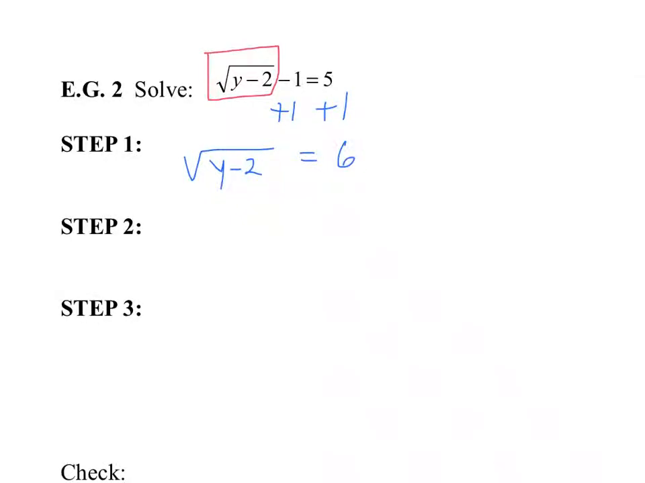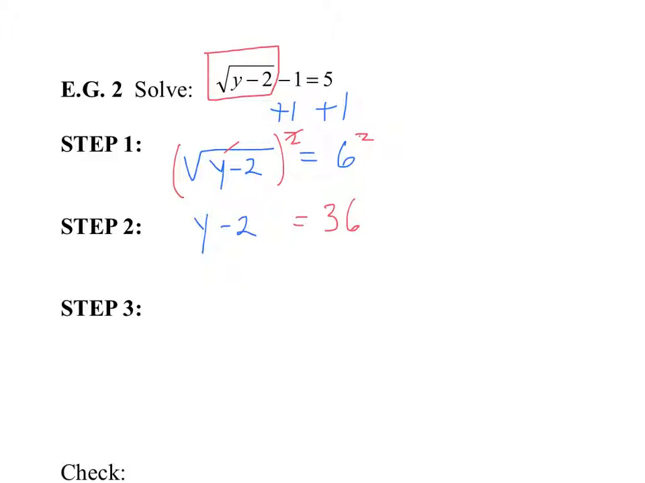In the second step, we're going to undo the root. We want to get rid of that radical. And so we notice this is a square root, so we're going to square it so that it cancels the root. Everything underneath stays the same. You're not squaring what's under it. You're squaring the symbol itself to cancel it out. But what you do to one side, you have to do to the other. So I have to square the 6, and that becomes 36.